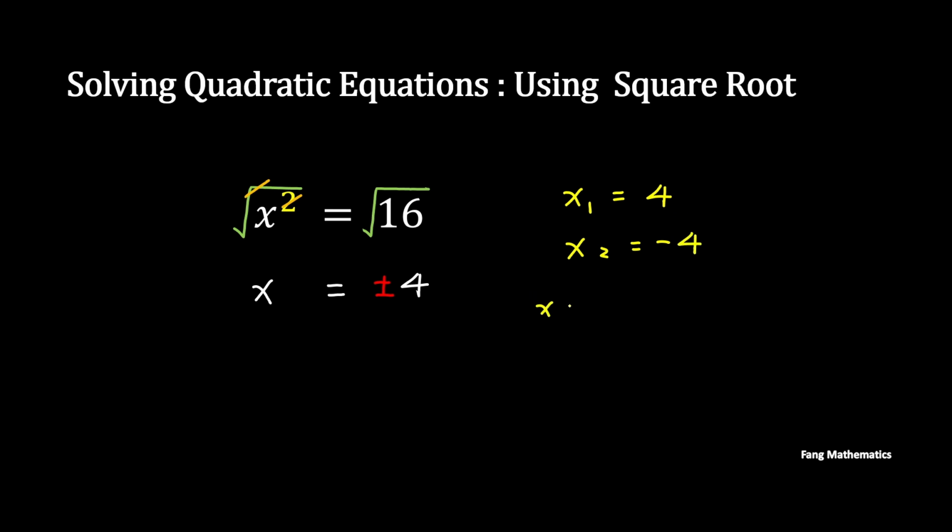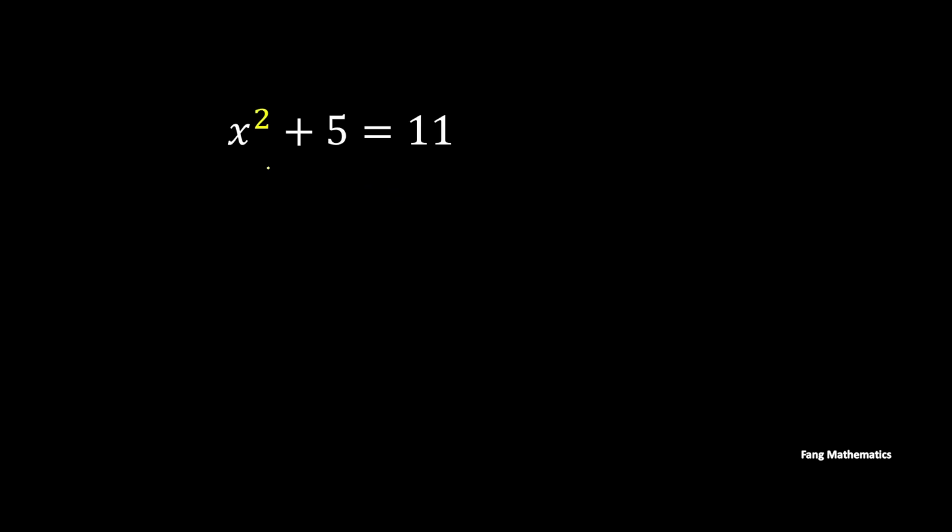In set builder notation, you have to put x is an element of minus 4 and 4. You have two solutions for this equation. The next question, we are to solve for x.